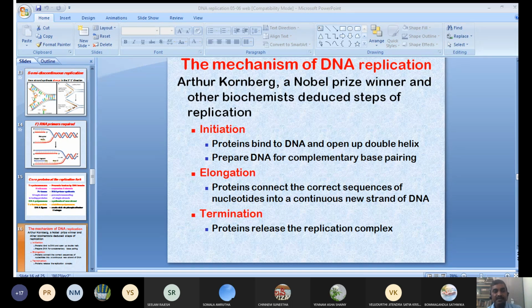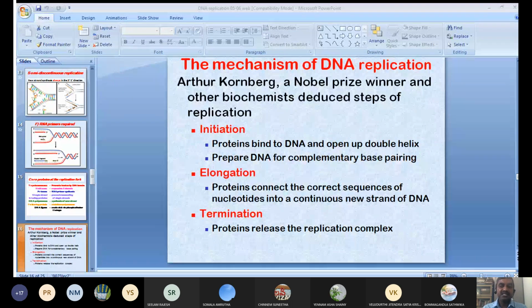So in the initiation step, what will happen? The proteins bind to DNA and open up the double helical structure and prepare DNA for complementary base pairing. So there are different types of proteins. We can call them initiation proteins, which can bind to the DNA molecule, including the DNA polymerase or RNA polymerase, primase, replicase, or so many things. All these will get attached, and then they will prepare for the complementary base pairing. So that's what we can see in the initiation.